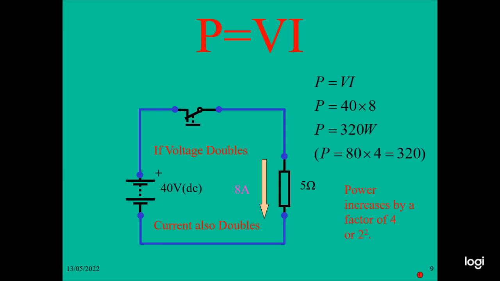So in this case, the supply voltage doubles and the current doubles, so the supply voltage is now 80 volt, current is 4 ampere. So that will be 320 watt. So power increases by 4 times.